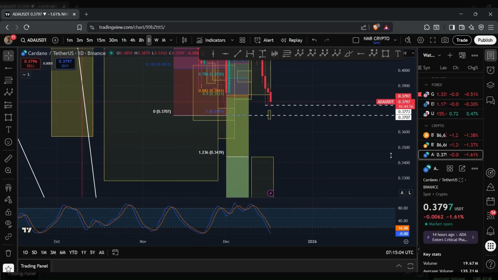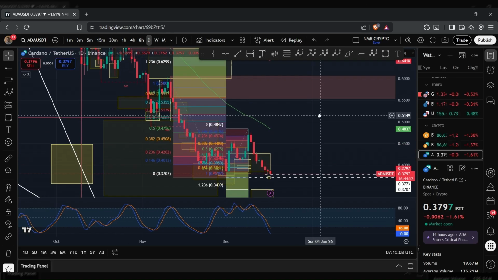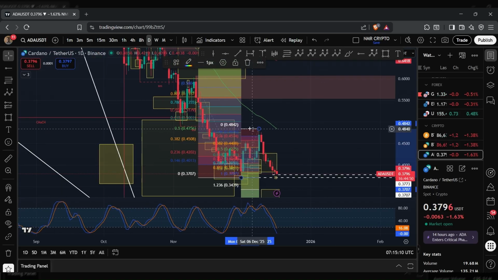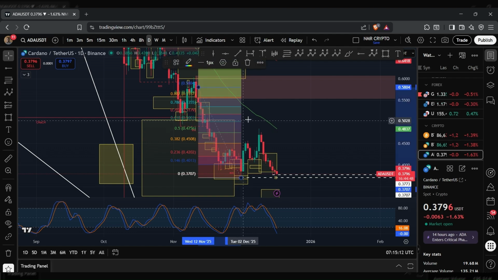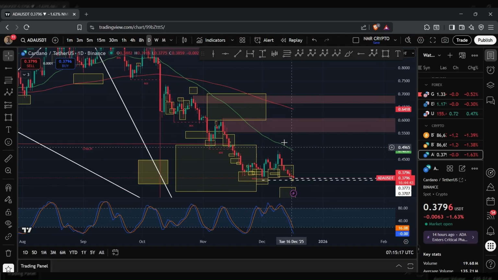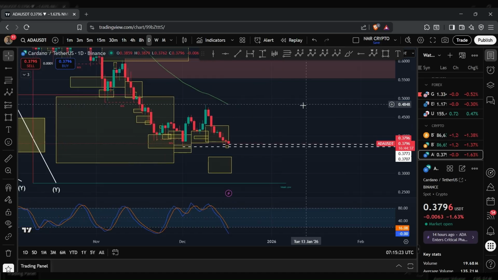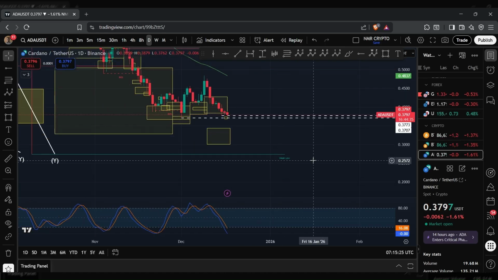But nevertheless, I'm looking out for another push to the upside, and ideally what I'd like to see is for the price of ADA to break through the 50 MA, which has been acting as a level of resistance. So if the price of ADA was to break through the 50 MA, that would be a bullish signal. However, if we were to get rejected, that would be a bearish signal, and what we could see is a continuation to the downside. But of course, that's something I'm going to be looking out for in the days and weeks to come, and I will keep you guys updated.